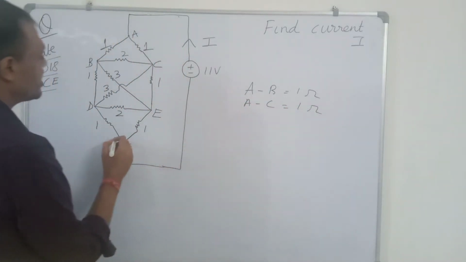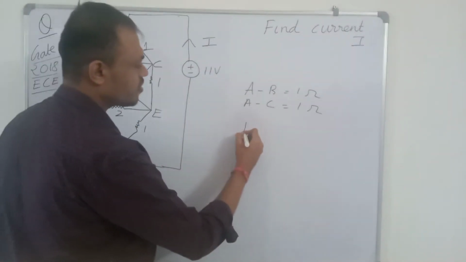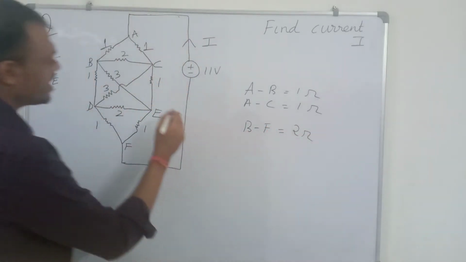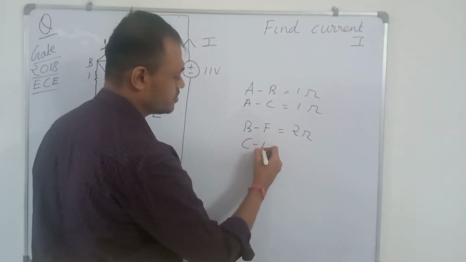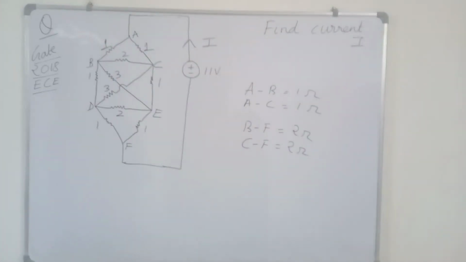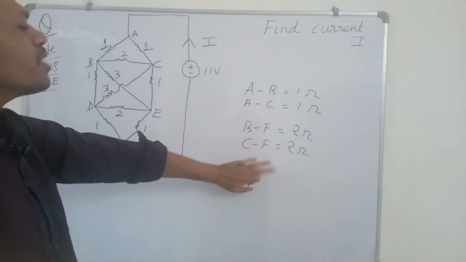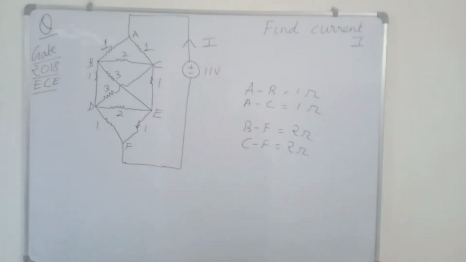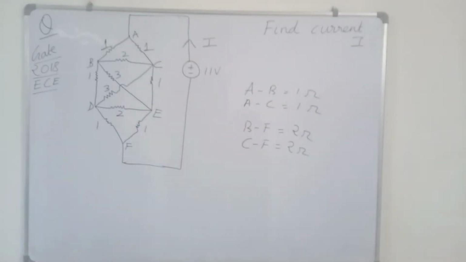Again from B to F the distance is 2 ohm, and also from C to F the distance is 2 ohm. So B and C are equipotential points because B and C are equidistant from A as well, and B and C are equipotential from F as well. If this condition is satisfied, then B and C are equipotential points.